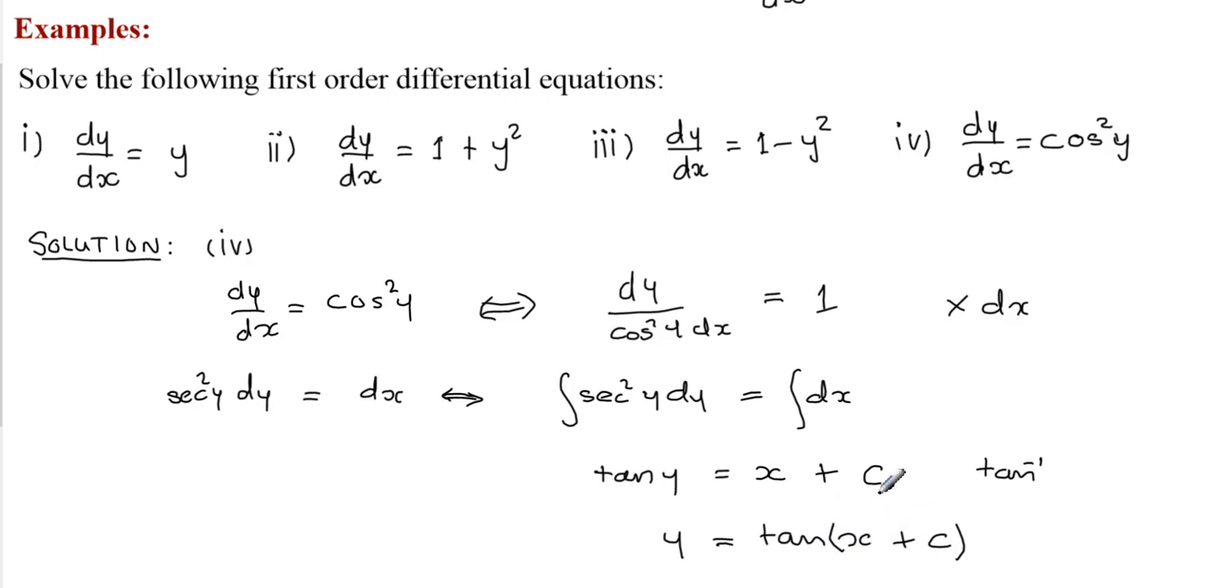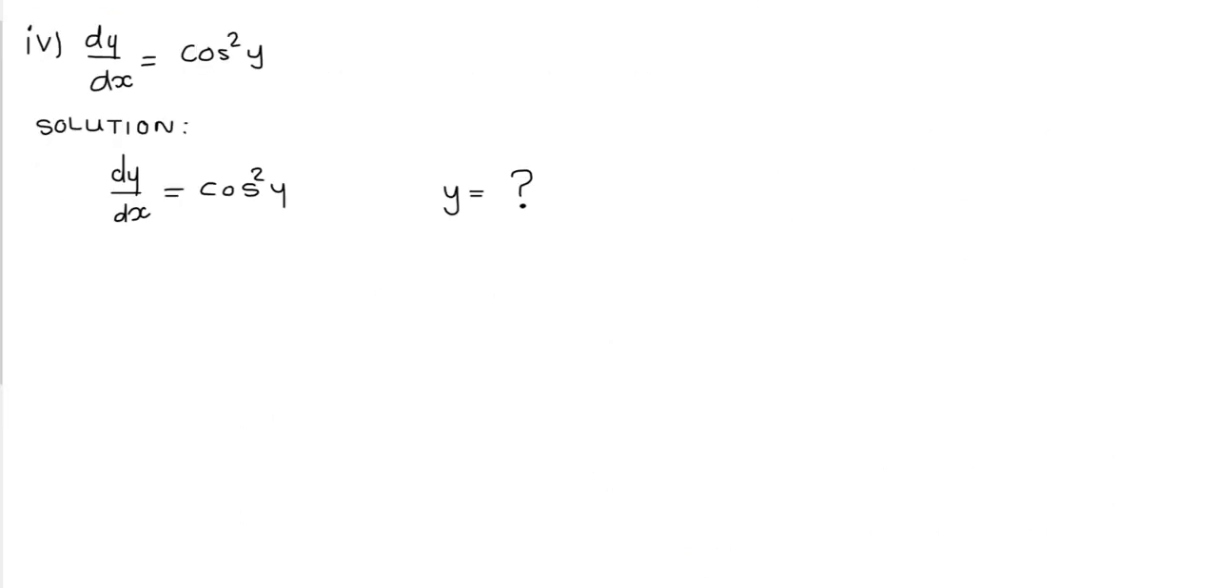Recommendation again: whenever it's possible to leave y as an explicit function, please do that. But sometimes you get situations where it's not possible to leave y as an explicit function, then you can simply leave it as an implicit function. So now we've got our general solution. I'll just write general solution.